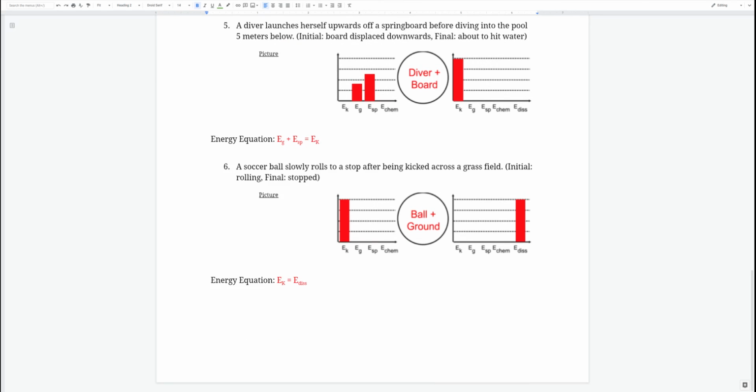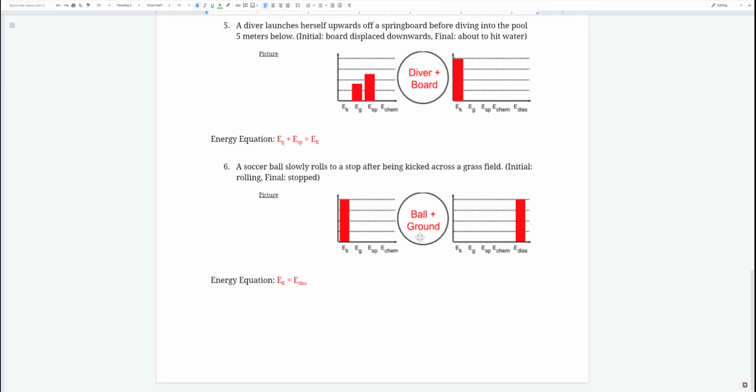Last one, we have a soccer ball rolling to a stop after it's kicked across a field. So the initial situation is it's already rolling, so after the kick, and then final situation, the ball has stopped. So here we have kinetic energy, not moving up in the air, no springs, no chemicals, nothing like that. So just kinetic energy. And then at the end, notice that we don't have kinetic energy anymore. We don't have gravitational, no spring or no chemical energy. So then we have to think, where did it go? That's dissipated energy. Anytime something stops due to friction, that's where we say dissipated energy.